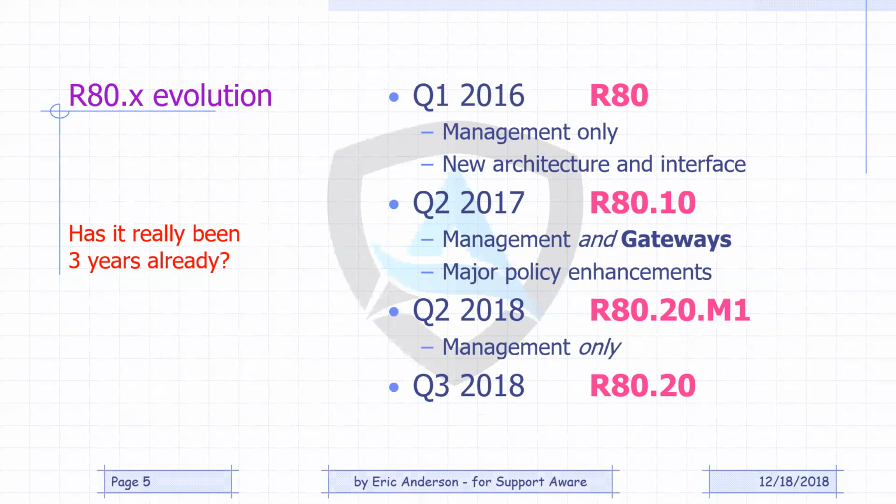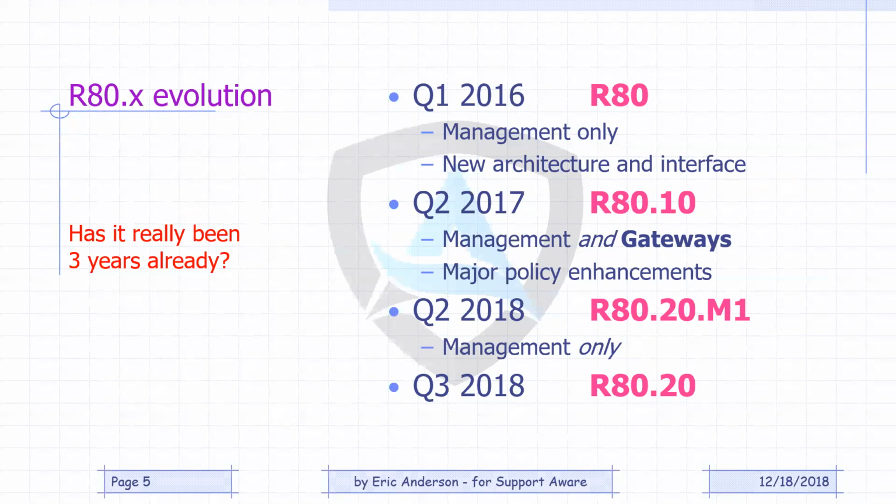In Q2 of this year, 2018, there was a release of R80.20.M1, the M standing for management. It was a management-only release to introduce some of the new things that we were going to see in R80.20, but to do it before gateway code was ready. At the time, the announcement was that we were going to have two different tracks. When Checkpoint released management, it would have a .M, gateway would have a .G, and they could go on separate release schedules. Whether that might still be the plan, I don't know, but it seems to have backed off.